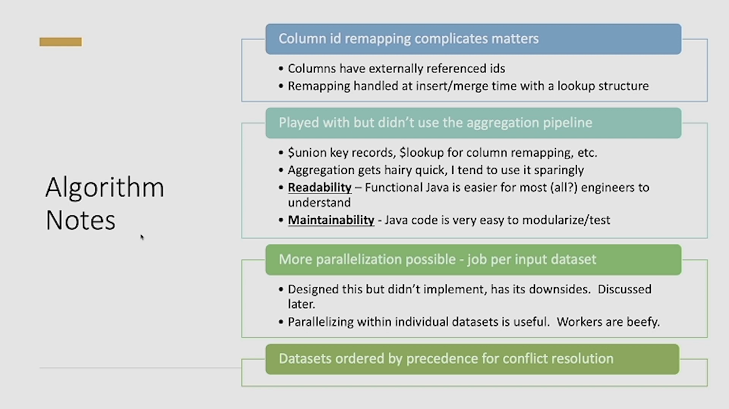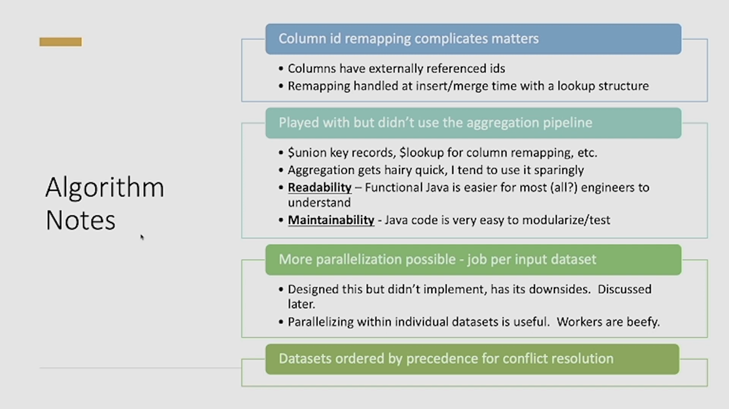Some notes on the algorithm before I get into it. Column ID remapping complicates matters. This is just some innards, but it basically dictates that we need to do some processing at insert time. I was saying a classification record has a lot of columns. Those columns have a name, but they also have a unique identifier, which has meanings elsewhere in our ecosystem.